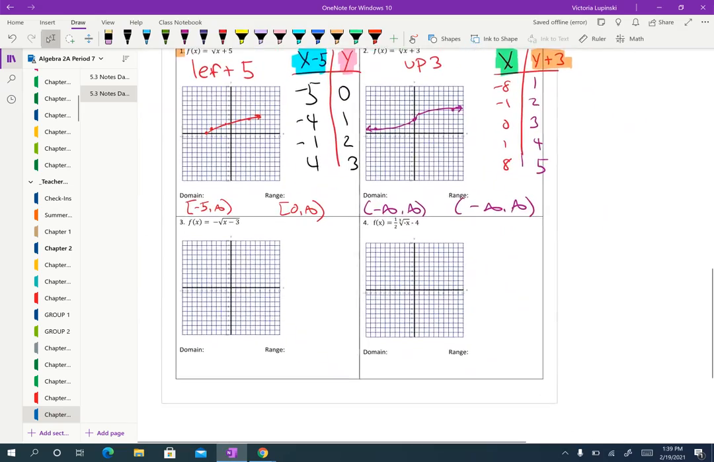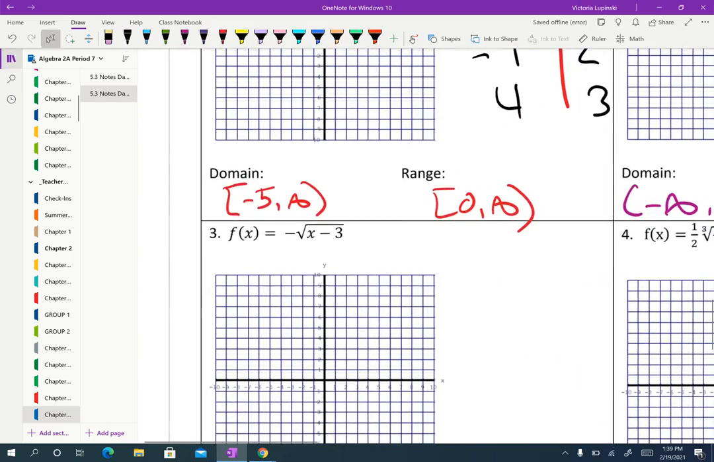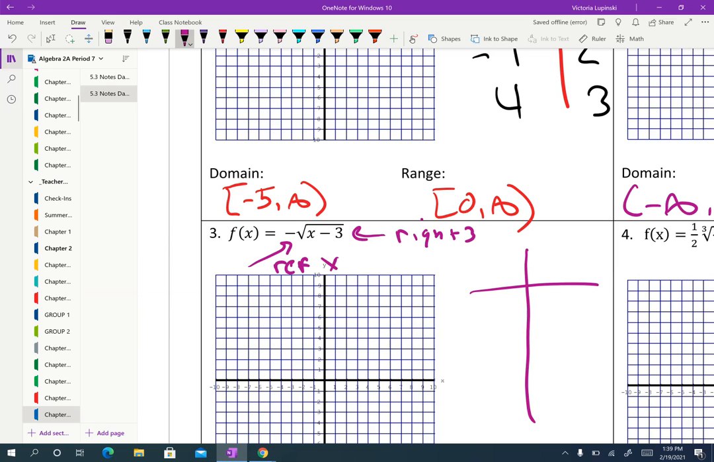2 more should hopefully do it for you. And so take a look here at number 3. In number 3, there are 2 different transformations happening. This on the outside is a reflection over the x, whereas the x minus 3 on the inside means that you're going right 3. So for this particular case, you're actually changing the x and the y. So you're going to have to change both of them.